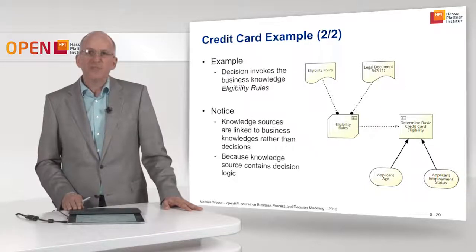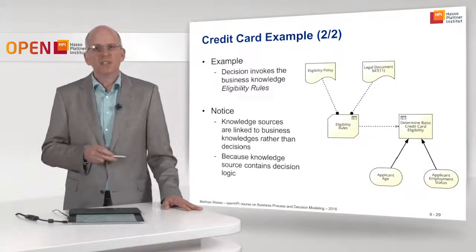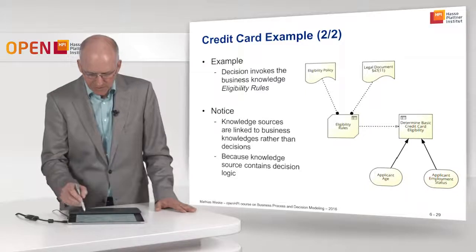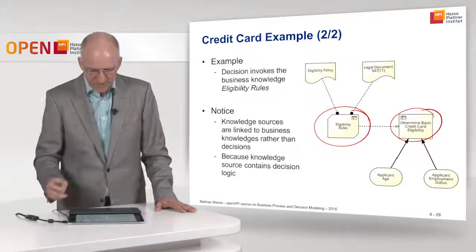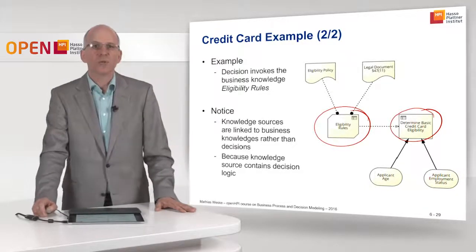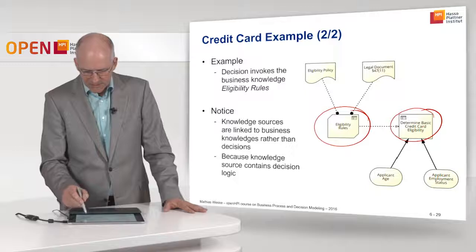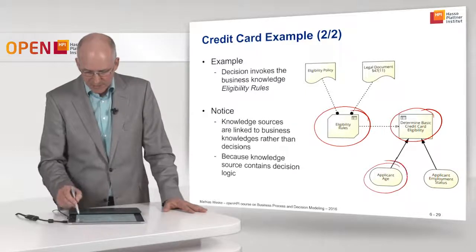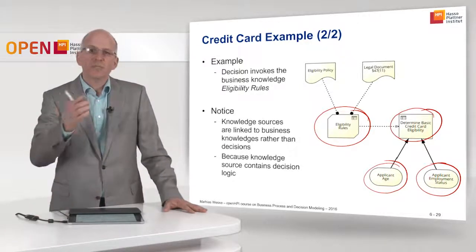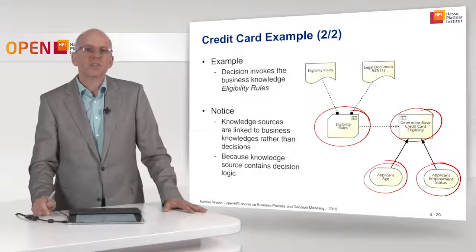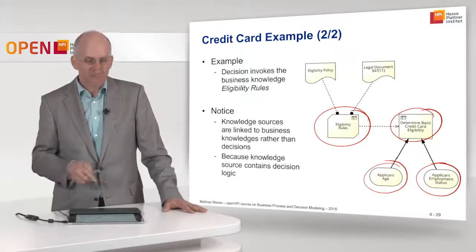Okay, as we've seen before, a decision can have an internal decision logic, but it can also use the decision logic provided by a business knowledge. And this is exactly done here. So we have the decision here, and the decision invokes the business knowledge called eligibility rules. And here we see also that the decision still has the inputs, so the same inputs that it had before. And these inputs are then provided to the business knowledge. The business knowledge applies the decision logic and returns the output as the output of the decision.